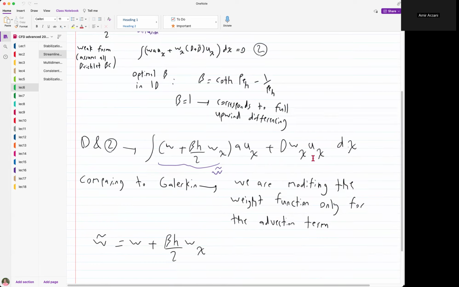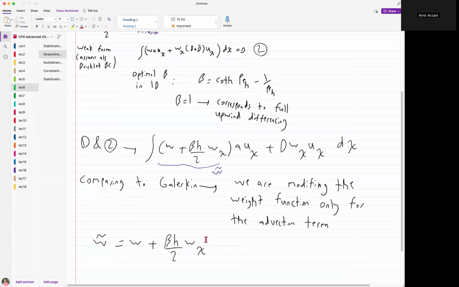So this term is exactly the same. You have the advection term, but now you have a new weight function, or a new test function, being multiplied only to your advection term. So it's like you're only modifying the advection term, but you're not modifying the diffusion. And this is the new weight function for your advection term. W tilde is the old weight function plus this added term, which involves this derivative of the weight function. So that's really what happens.